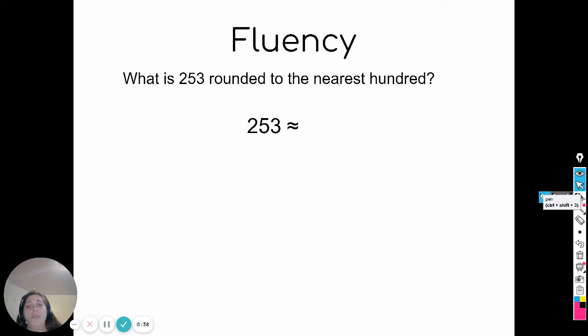First, we're going to start out with a fluency problem. So what I want you to do is go ahead and round 253 to the nearest 100, and then message me that answer in GoGuardian.